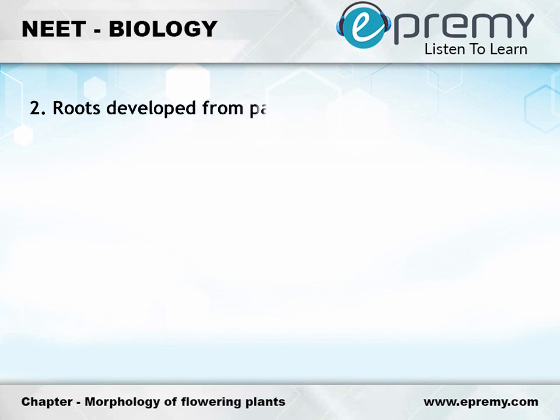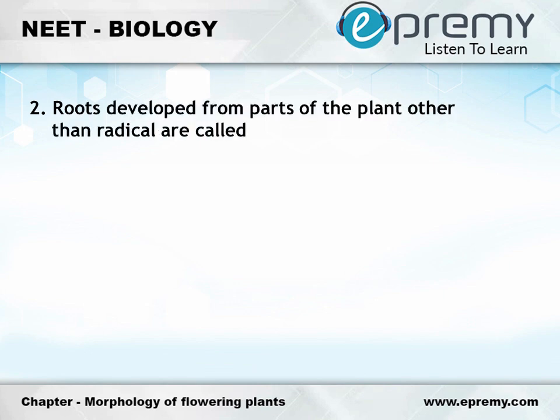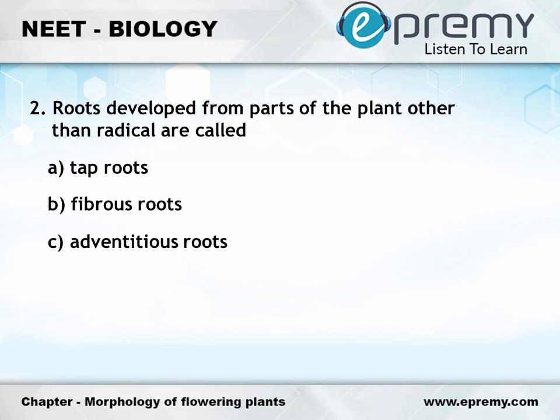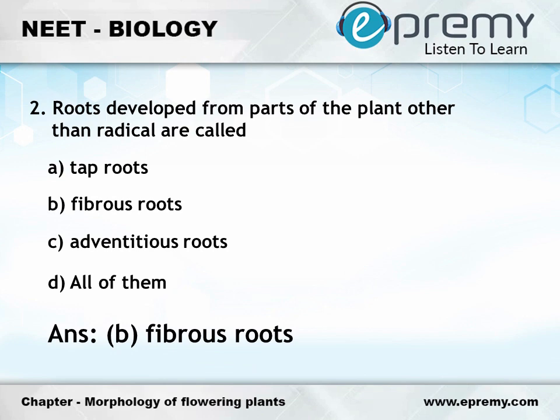Question number 2. Roots developed from parts of the plant other than radicle are called option A, tap roots, option B, fibrous roots, option C, adventitious roots, option D, all of them. The answer is option B, fibrous roots.